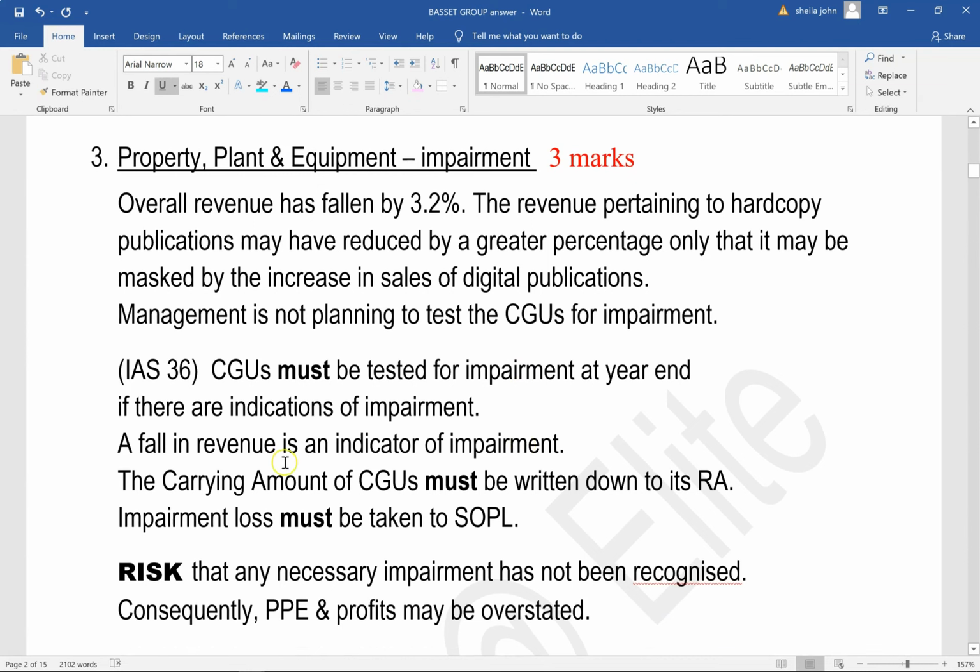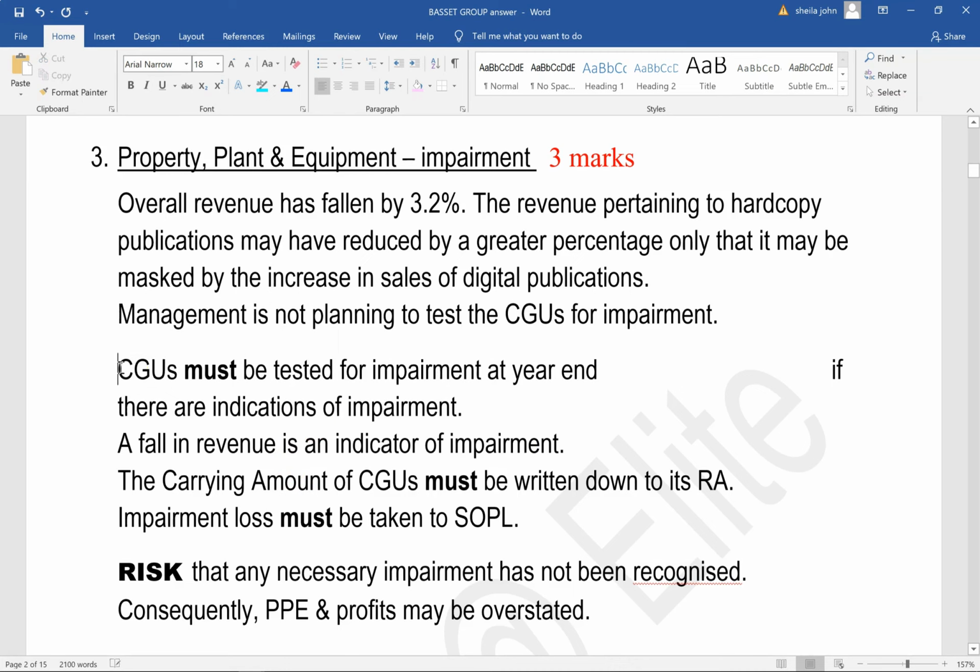Then I'm going to go on to the accounting treatment here. You don't have to put down this part here. There are no extra marks given here. So if you want to leave it out, you actually can.